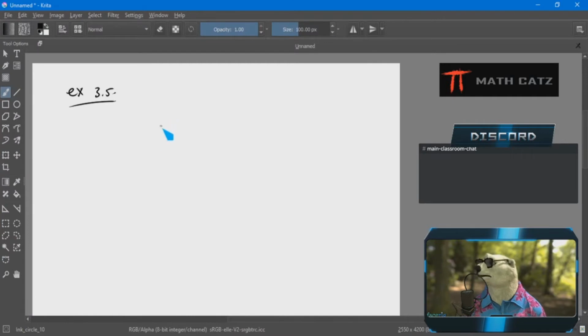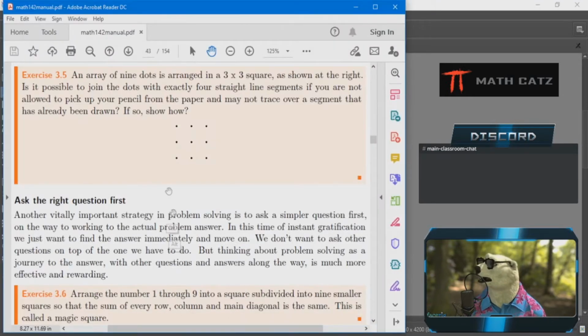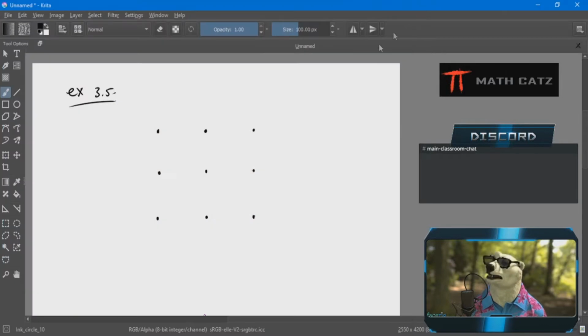So let me just clarify here with my dots. 1, 2, 3. Let's try and space them out nicely here. Now they are asking for 4 straight line segments, but let's just make it easier. Can we do it with 5 straight line segments? 5, hopefully you would agree, is not a problem.